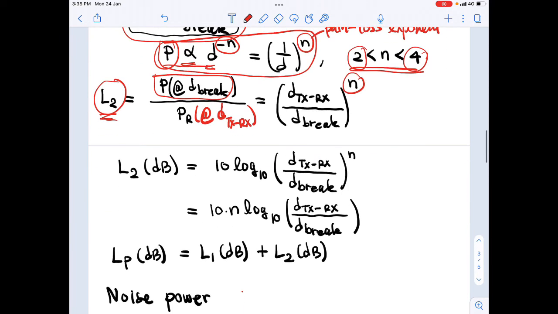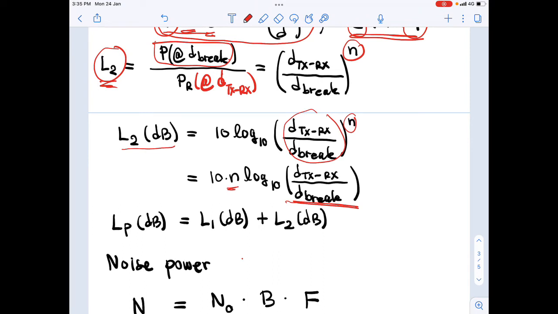Okay, and again we can convert this into dB scaling, right? So it's 10 log base 10 of L2, which is dTXRX divided by d breakpoint raised to the power of n. Okay, with the property of log, you can take the power exponent down and it becomes a multiplier. So 10 multiplied with n log base 10 of this ratio. Okay, so if we combine the two, then we get path loss, right? The total path loss, or LP in terms of dB, consists of the loss in the first part, which is due to free space, loss in the first few meters from the transmitter, and the loss in the second part of the path of the propagation, which is at a bigger or higher rate.